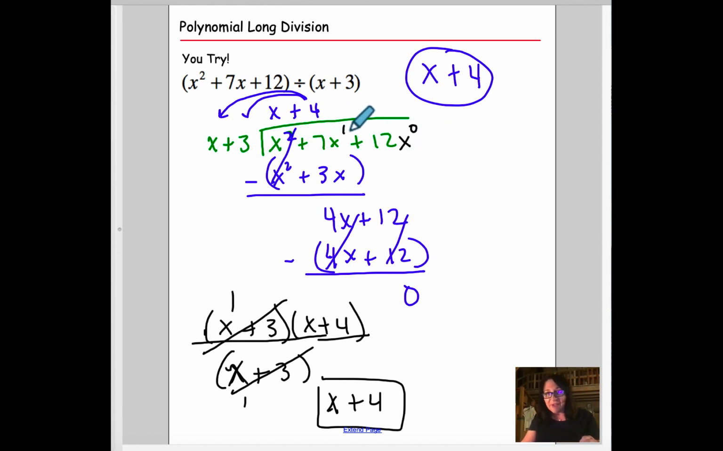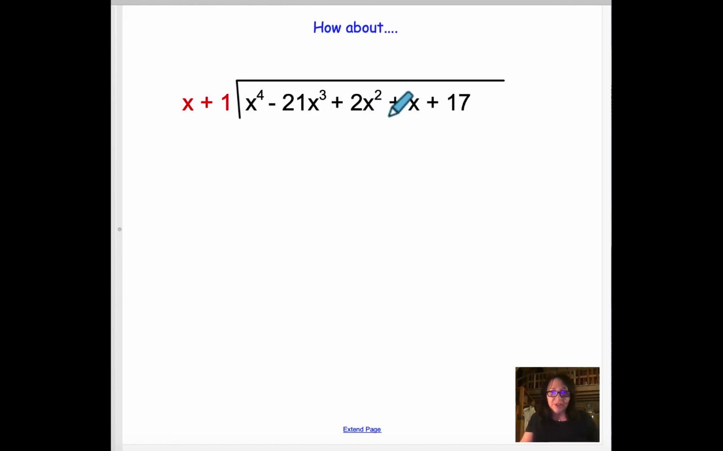If you're missing a value, like let's say that 7x was not there, then you would have to have a space saver. So it would be 0x to the 1st. See how that? If that didn't have that value, you have to have a placeholder for the first degree, okay? All right, so here we are with this one, okay?